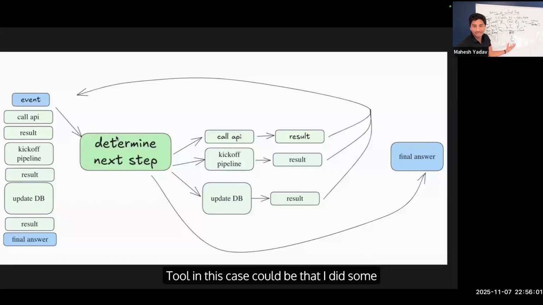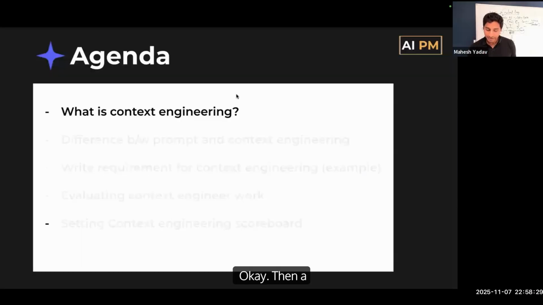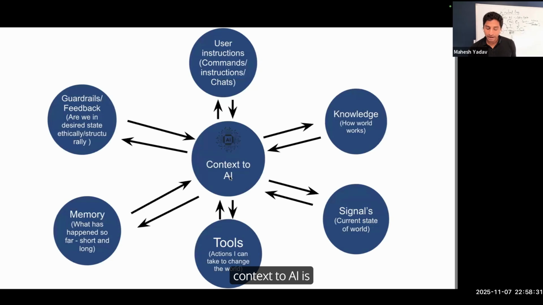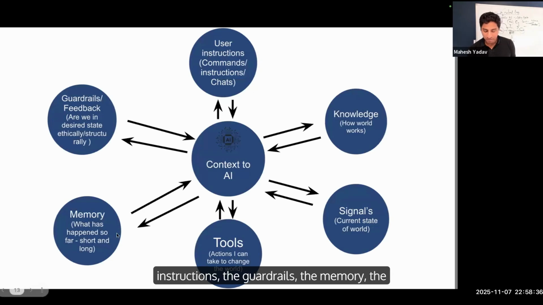Tool in this case could be that I did some research on how many restaurants and how many resorts are in Cancun with kids-friendly offerings under $10,000. So that would be your next step, right? That's the context that came from that research that the tools did. Then context to AI is everything here: the user-provided instructions, the guardrails, the memory, the tools, the signals, the knowledge. How is it different from prompt engineering?